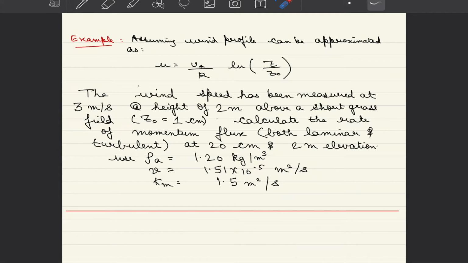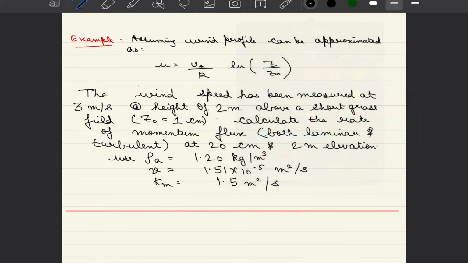a simplified form. We measure the wind speed at a height of 2 meter as 3 meter per second above a short grass where Z naught is known as 1 centimeter. Now, we are asked to calculate the rate of momentum flux for both laminar and turbulent cases at 20 centimeter and 2 meter elevation. So let us see how we'll proceed about that.